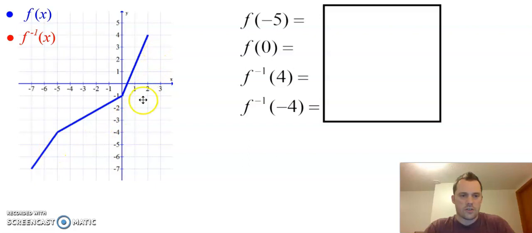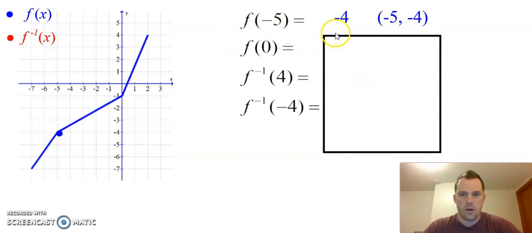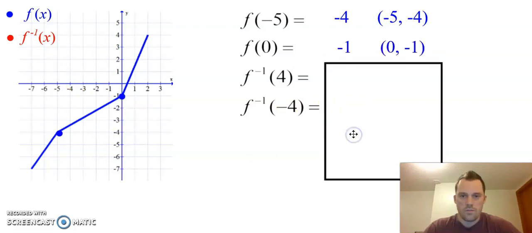So let's go ahead and look at an example here. We've got this general function with three line segments that are connected. We're going to evaluate a few points first. So at f of negative 5, that's saying x equals negative 5. So we go to negative 5 here, that's this point on our graph, and that gives us a y value of negative 4. So f of negative 5 equals negative 4, which gives the point negative 5 comma negative 4. At f of 0, we have a y value of negative 1, so that's the point 0, negative 1.